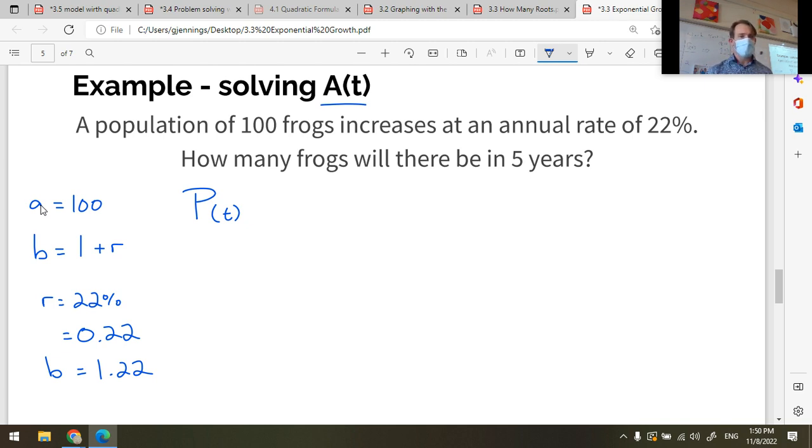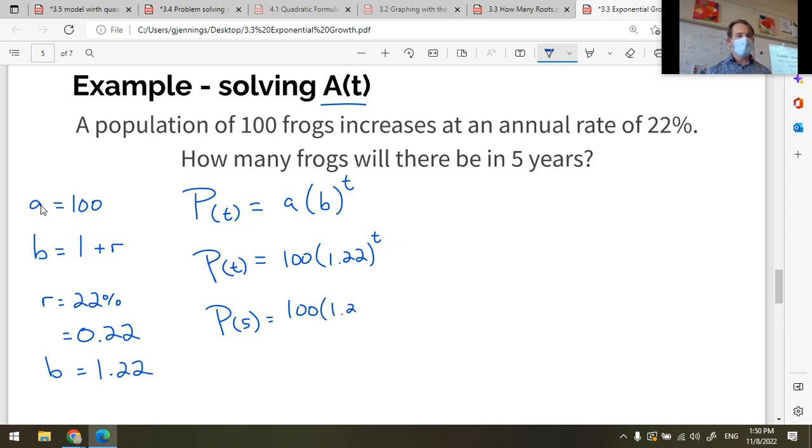Sometimes I name functions g of x because my name is Grant and I feel personal about a function that's g of x. Okay, so P of t is going to be equal to a multiplied by b raised to the power t. So just input. P at t is going to be equal to 100 multiplied by 1.22 raised to the power t. And now I've been asked to find what's the population in the 5th year. So input that for t. That'll be 100 multiplied by 1.22 raised to the power 5.